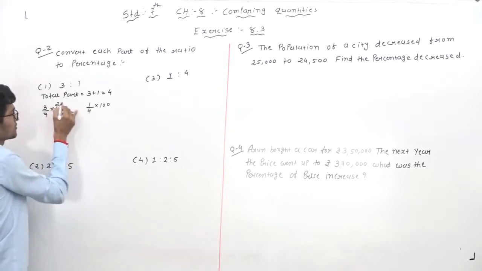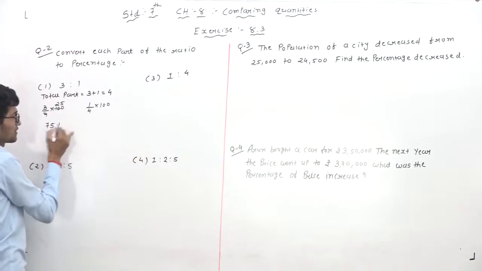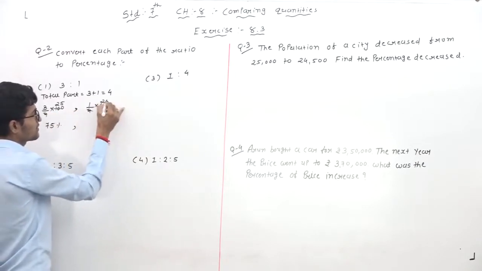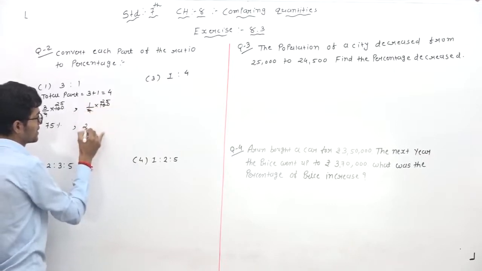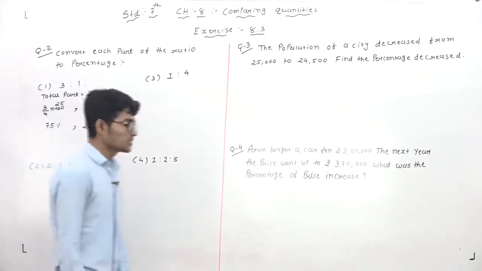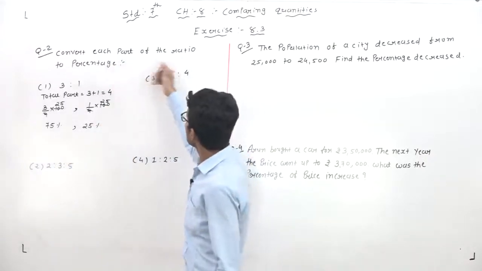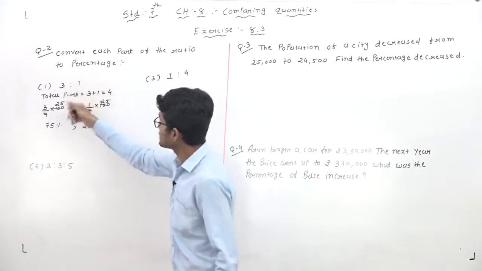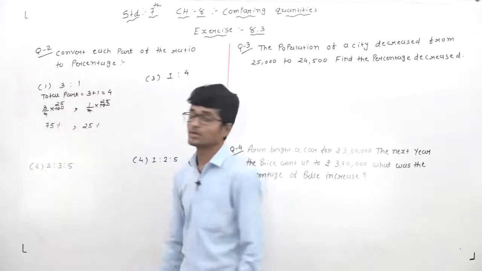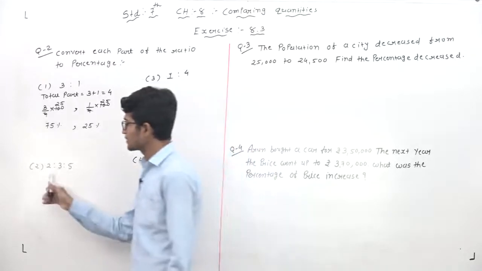Now cut: 25 fours are 100, so 25 multiplied by 3 means 75 percent. And for the second one, 25 fours are 100, 1 multiplied by 25 means 25 percent. So the ratio 3:1, with each part converted to percentage: 3 part means 75 percent, 1 part means 25 percent. So understand, students, that was our first one. Same for our second question.